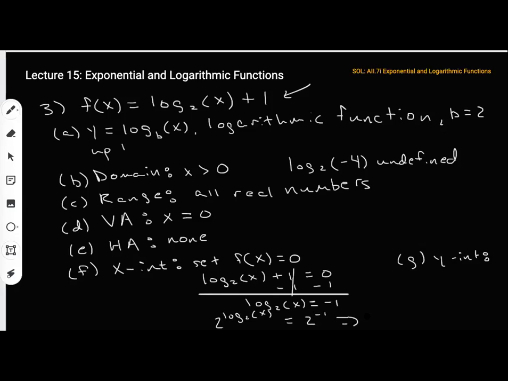Okay, so over here, the 2's are going to cancel out. I'm left with x, and 2 to the minus 1 power is actually going to give me 1/2. So I'm going to get 1/2 comma 0.